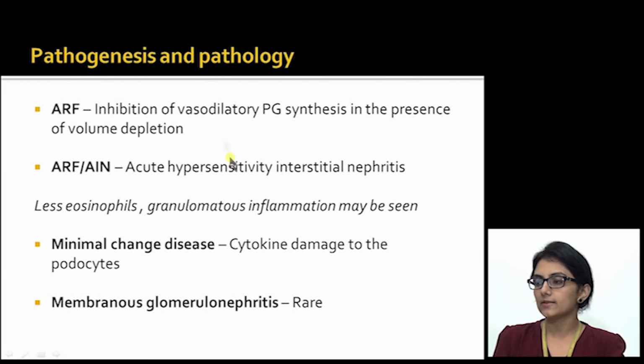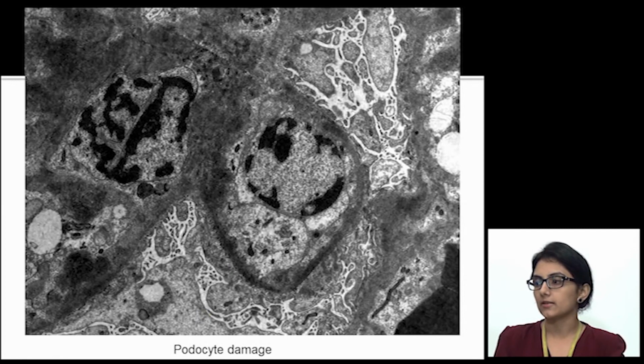The pathogenesis is the inhibition of the vasodilation by prostaglandins. And in some cases, you can also get an acute hypersensitivity type of reaction. And interestingly, in this acute hypersensitivity reaction, eosinophils will be less and granulomatous inflammation is more common with NSAIDs. Rarely, there are descriptions of minimal change disease or membranous nephropathy developing post long-term NSAID abuse. And this is a patient who did show podocyte effacement on electron microscopy with extensive proteinuria after NSAID abuse.